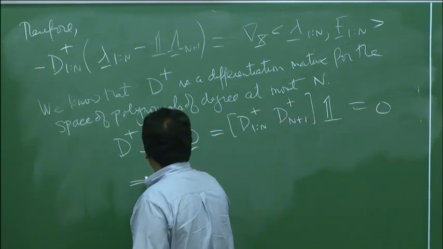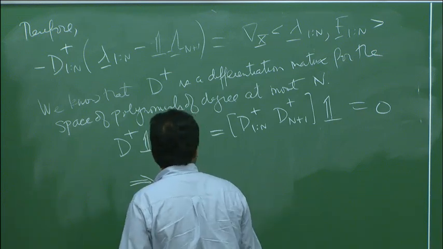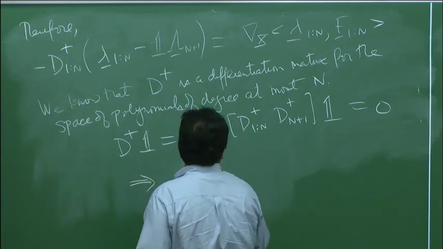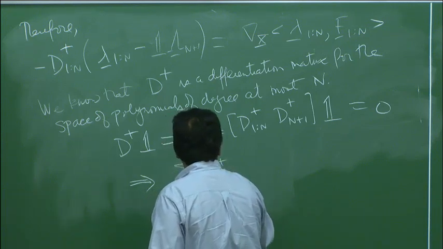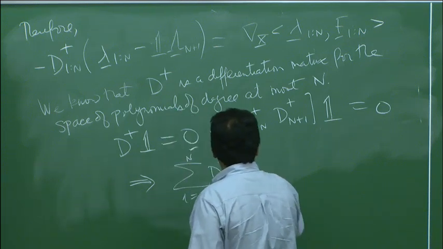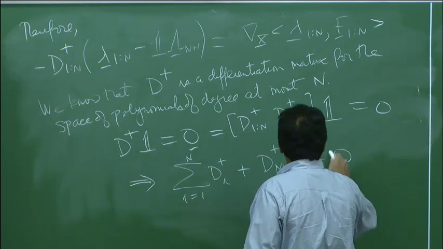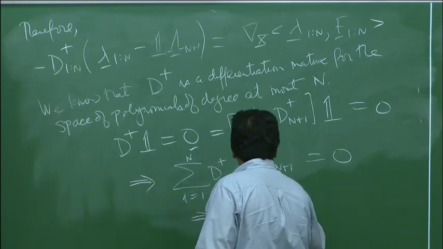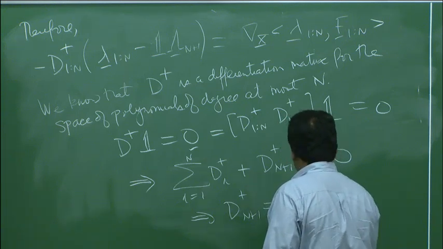So what this tells me is that for D1:n dagger, if I sum this, because I'm going to take a linear combination of all the columns of this, this is the sum of Di dagger for i equals 1 up to n, plus D n+1 dagger, has to equal 0, which says that D n+1 dagger has to equal minus the sum from i equals 1 up to n of Di dagger.